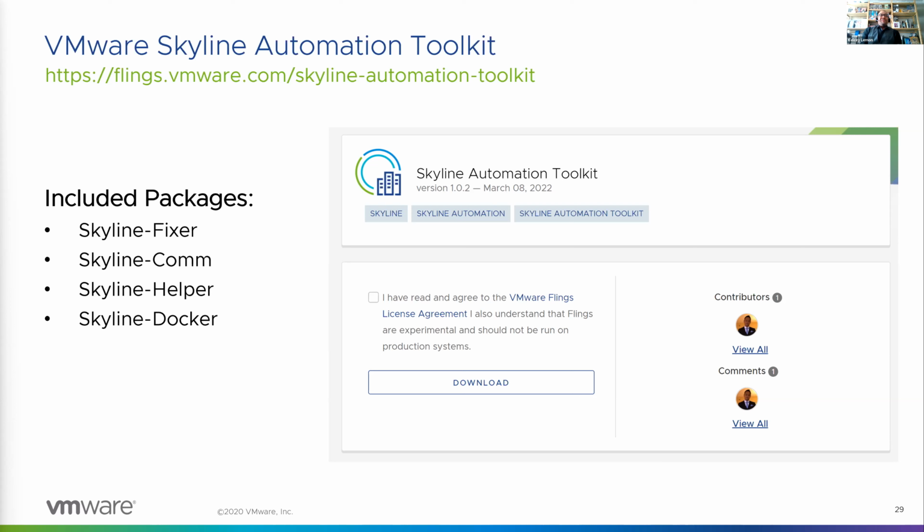And while Flings are not officially supported, and again, shouldn't be used in a production environment, Fling developers like Sunny do appreciate your feedback, requests, and comments through these release updates. Currently the toolkit itself consists of 4 different packages.